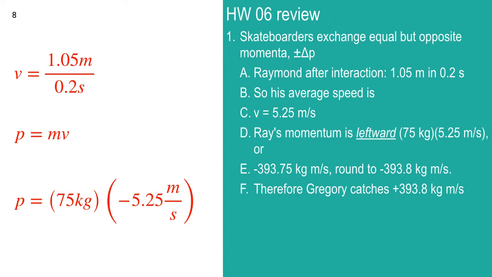P stands for momentum. And hey, you guys, we're going to use the symbol P for pressure in a few weeks. When we do that, you've got to be alert to the context. If you're talking about heating and gases, pressure, you're probably going to be talking about P for pressure, not P for momentum. So that's a couple weeks away. Another question.